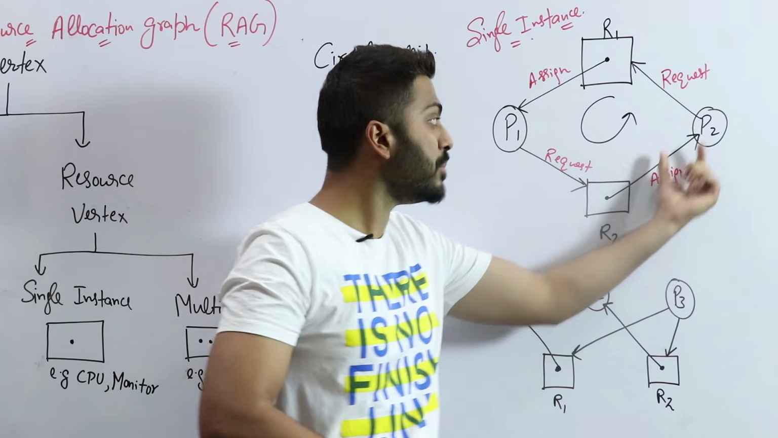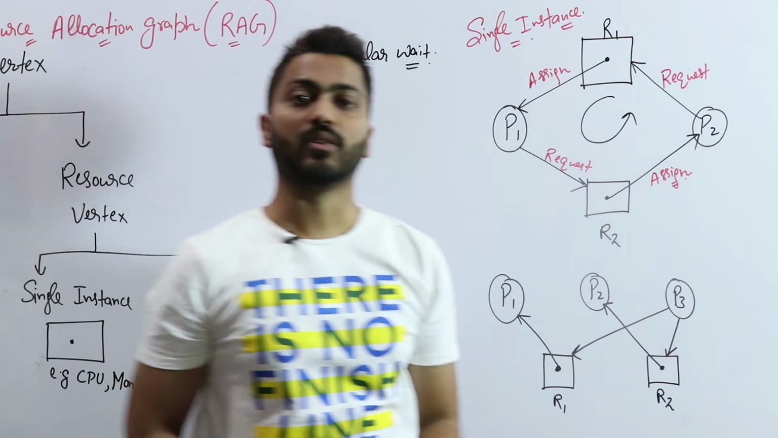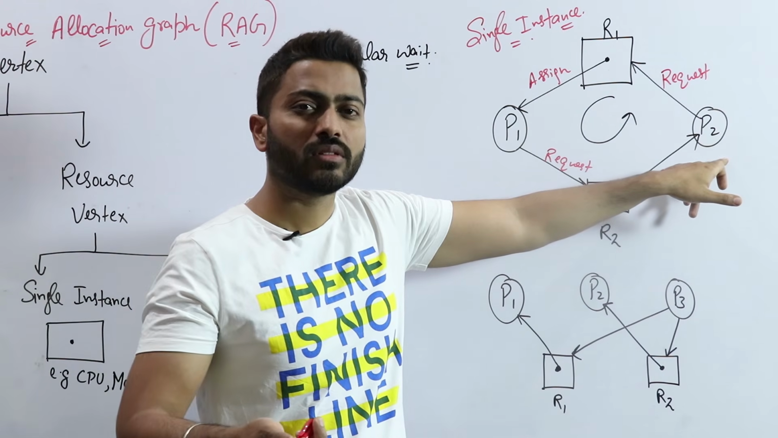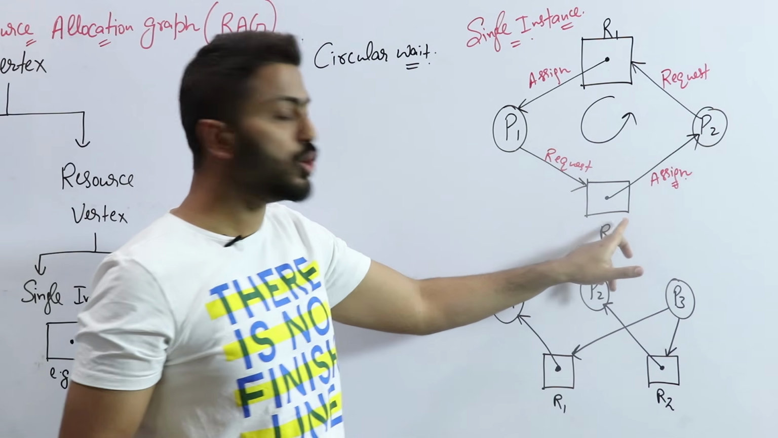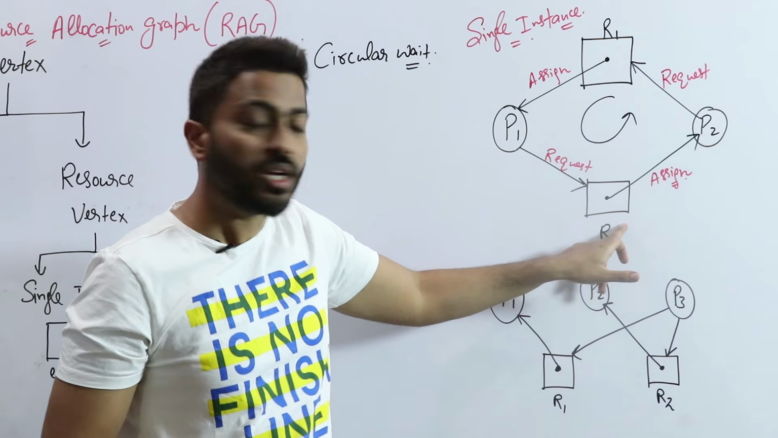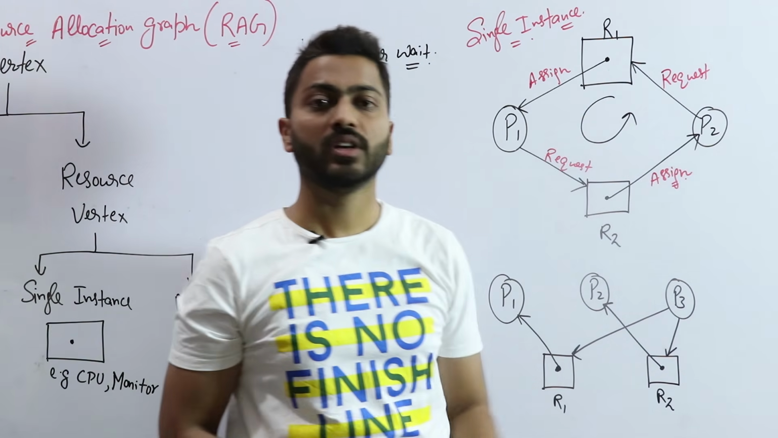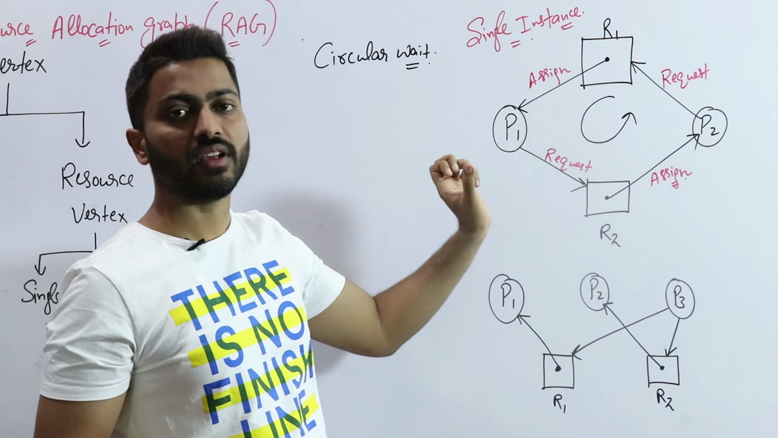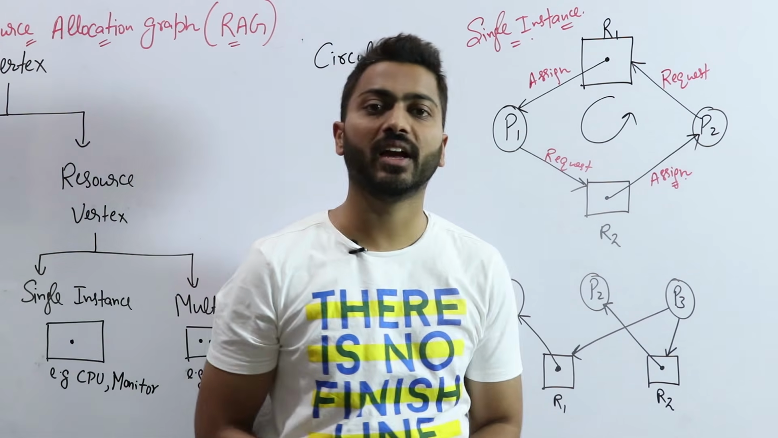At the same time, P2 has taken R2 and is waiting for R1. Can I say that P2 will get executed? No, P2 will also not get executed, because P2 has taken R2, but to get executed P2 needs R1. But how will P2 get R1? No, because R1 is already taken by P1. And how will P1 get R2? No, because R2 is already taken by P2.